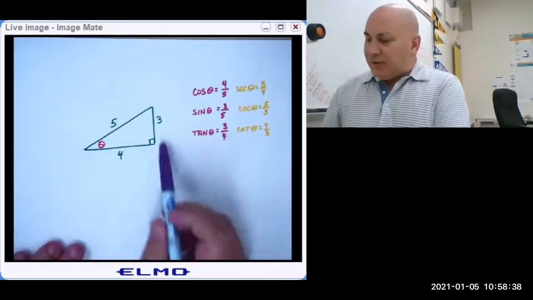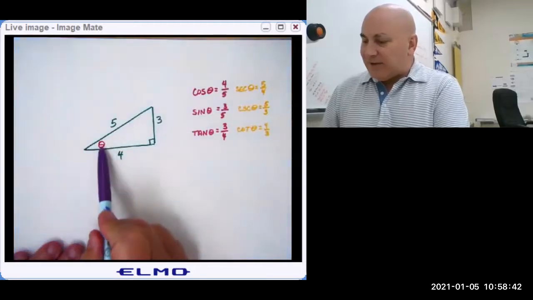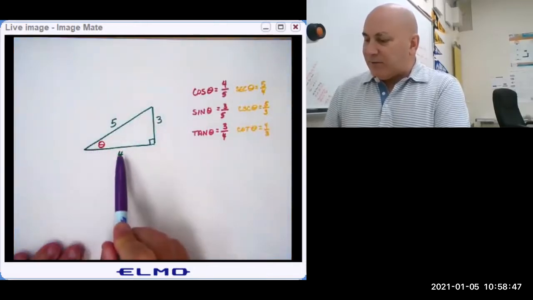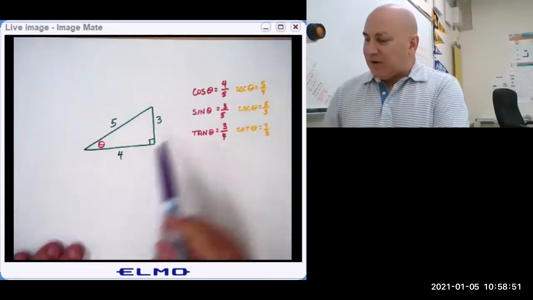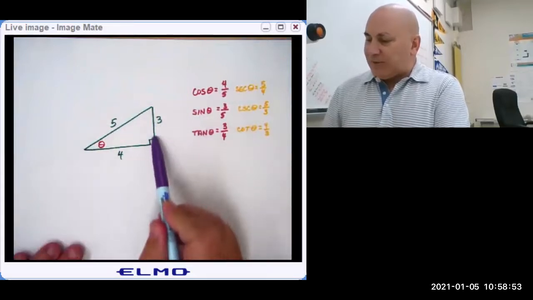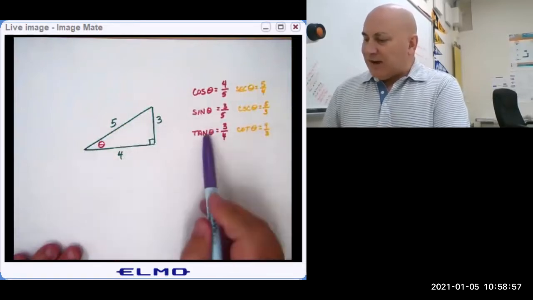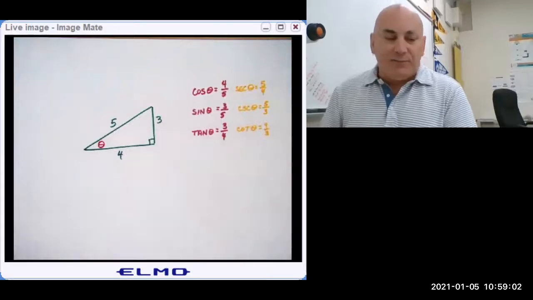We all know that 3, 4, 5 triangle is a right triangle. So if I've let this angle be angle theta, then the cosine of theta is adjacent over hypotenuse, 4/5. The sine of theta is opposite over hypotenuse, 3/5. And the tangent of theta is opposite over adjacent, 3/4.